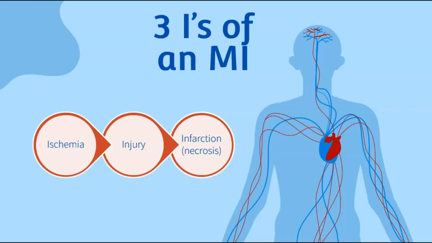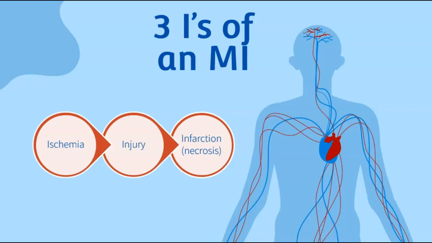The window of opportunity, which you might hear, refers to the 4 to 6 hours within the onset of signs and symptoms where that ischemia can be reversed. And usually it is best if treated within 2 hours of the onset of chest pain. The second I is injury. This occurs when there's continued inadequate blood flow to the area and injury to the tissue develops.